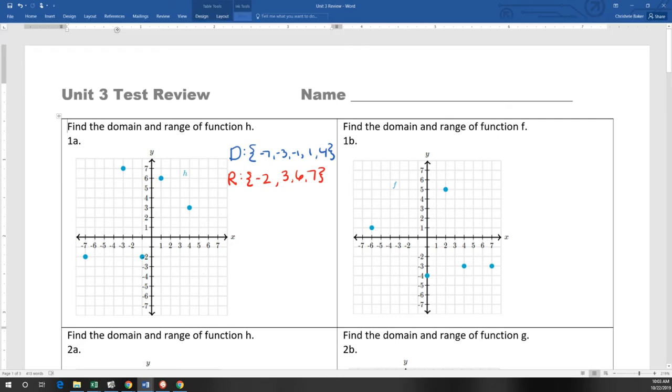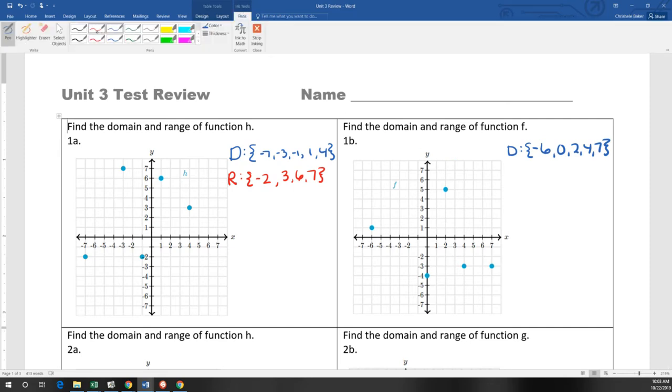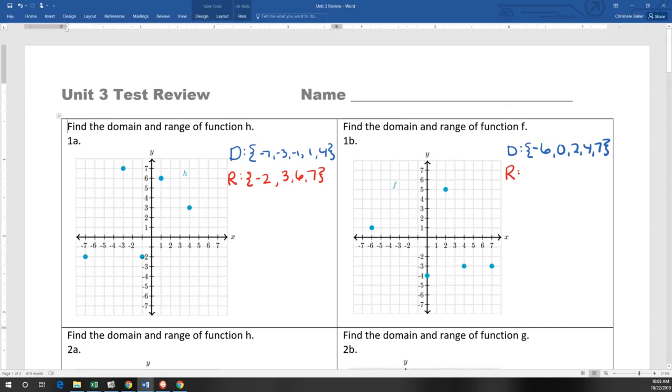I'm going to do the same thing over here for b. This is function f. So my domain, again, I'm looking at x values. So -6, 0, 2, 4, 7. And for my range, I'm looking at my y values. So I'm going from the bottom to the top. Lowest y value is -4. Then I have -3. I have 2 of them there, but I'm only going to write it once. And then 1 and 5.